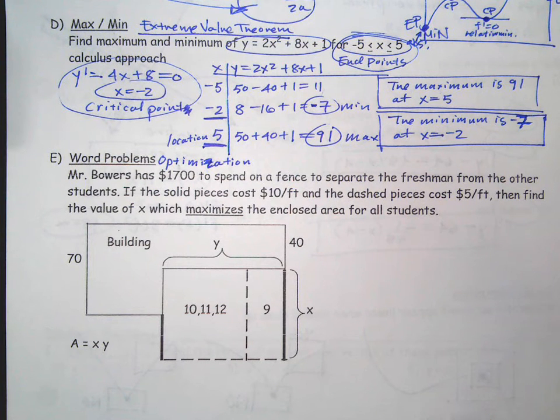Bowers, our former principal several years ago, he didn't really have this plan, but I'm just giving him credit. He has $1,700 to spend on fence to separate the freshmen from the other students. Because I don't know, freshmen. They're pretty young and immature, and maybe we gotta keep them separate. The solid pieces cost $10 a foot. The dash pieces cost $5 a foot. Find the value of x that maximizes the enclosed area for all students.